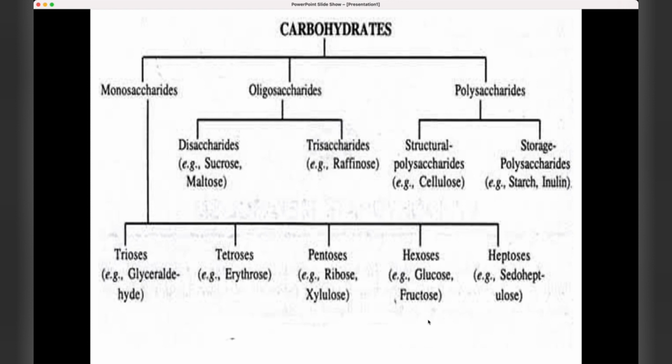Then, as you know, sugars are again divided into reducing or non-reducing sugars. And if you come to monosaccharides again, you can see that they are classified into trioses, for example, glyceraldehyde; tetroses, example, erythrose; pentoses, example, ribose; then hexoses, example, glucose, fructose; and heptoses, example, sedoheptulose.